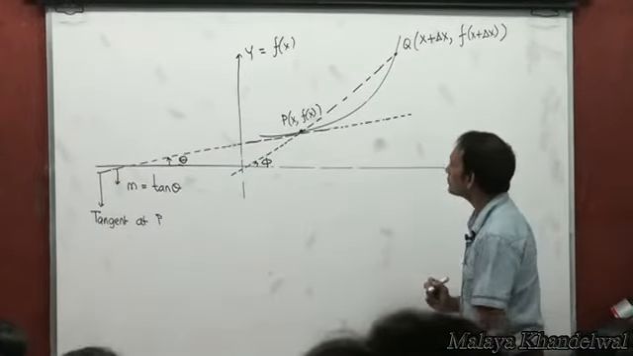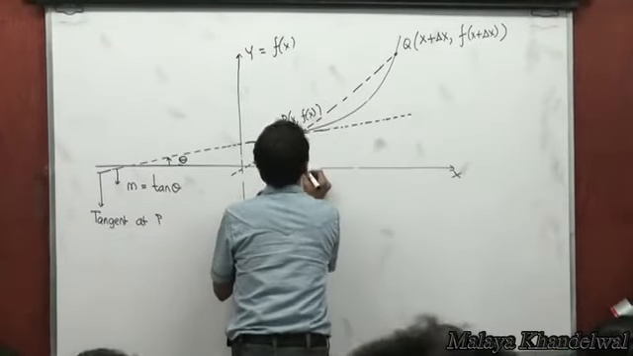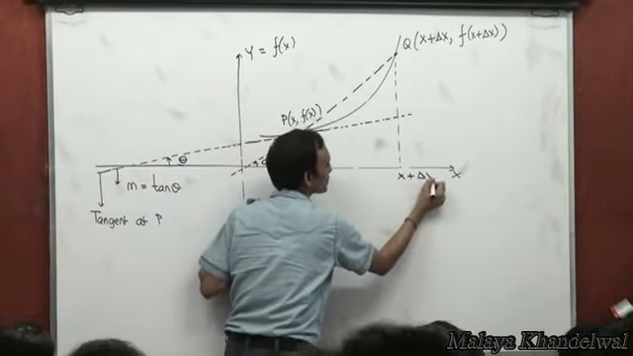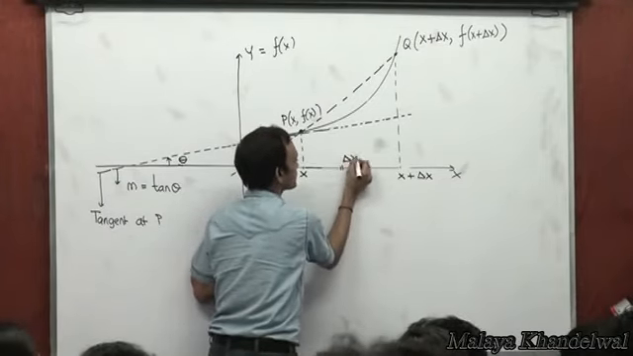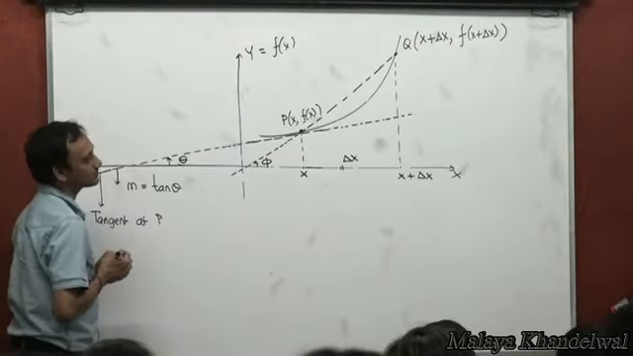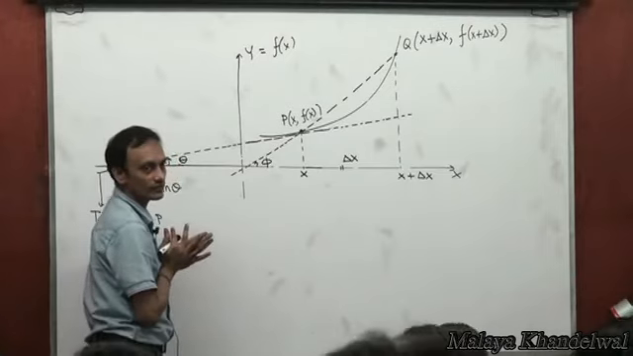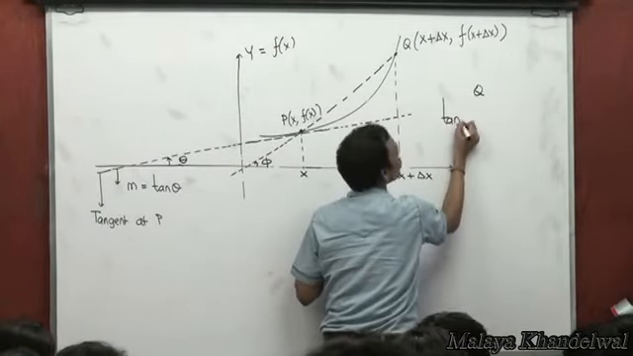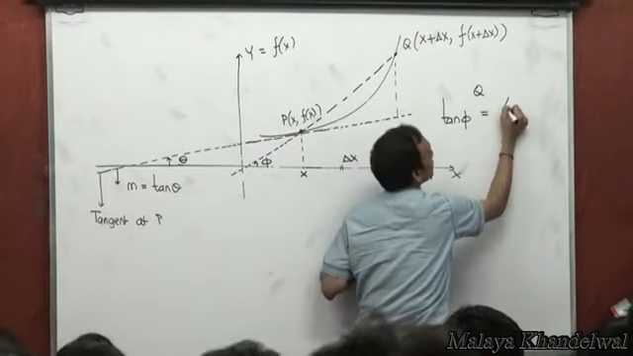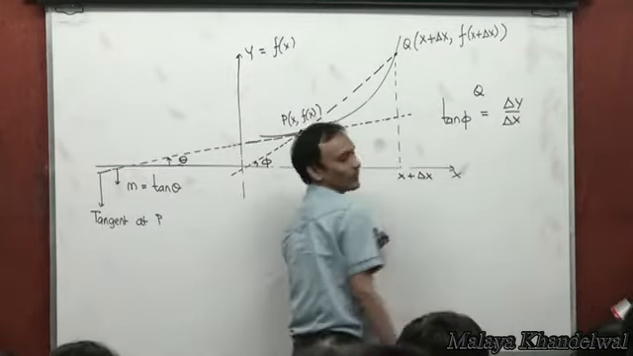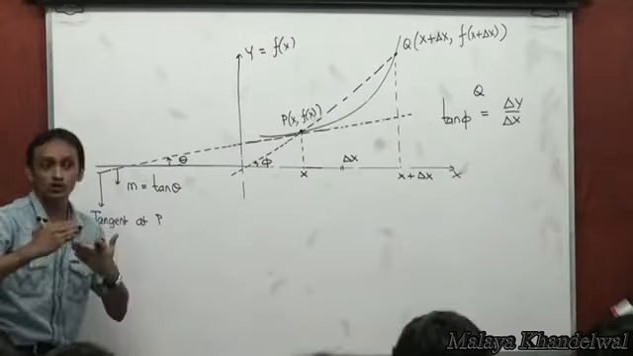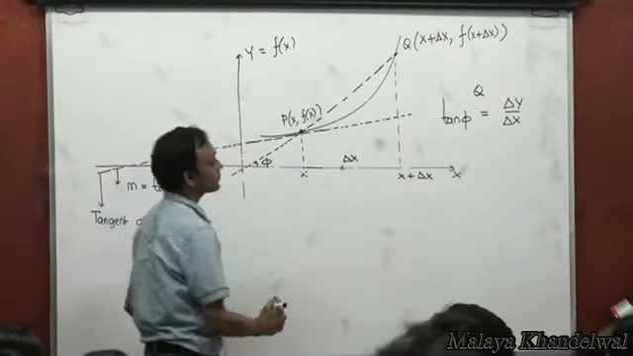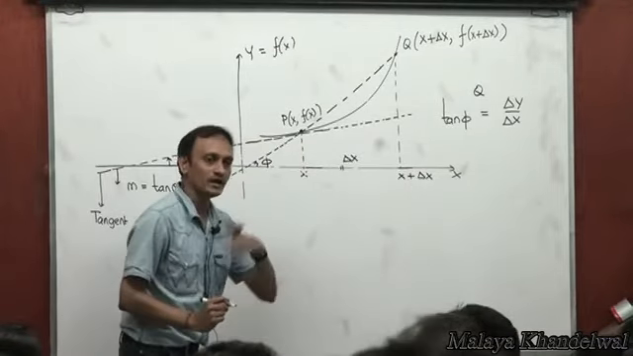Now, this, like I said, is x. This is x plus delta x. And this is delta x. As Q comes closer and closer to P, first of all, what is tan phi? Slope of the secant, which I said was change in y divided by change in x between P and Q. Slope of the secant, which also is the average rate of change of y with respect to x over the interval x to x plus delta x, right? So, tan phi is delta y by delta x.